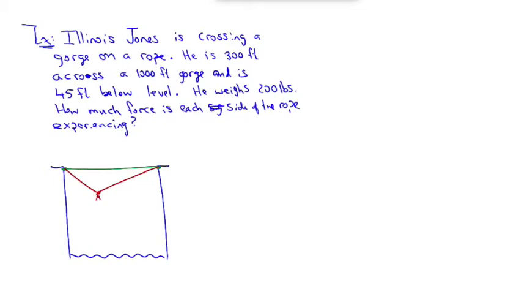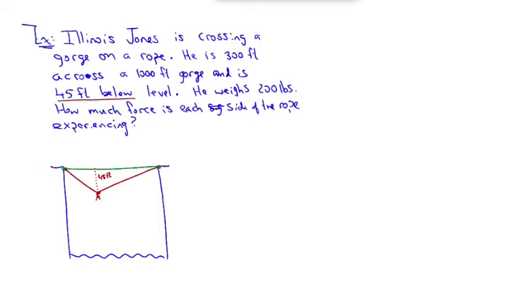Alright, so what I mean by, he is 300 feet across and 45 feet below. That means this distance here is 45 feet below the edge of the gorge, cliff thing. There you go. That is an alligator shark thing.